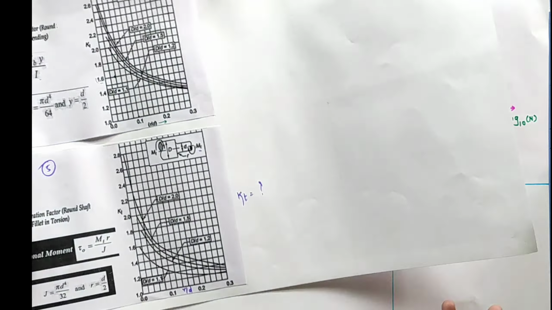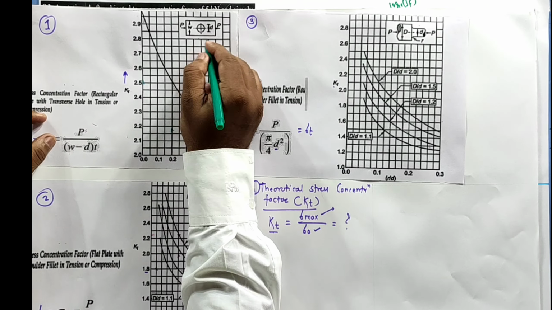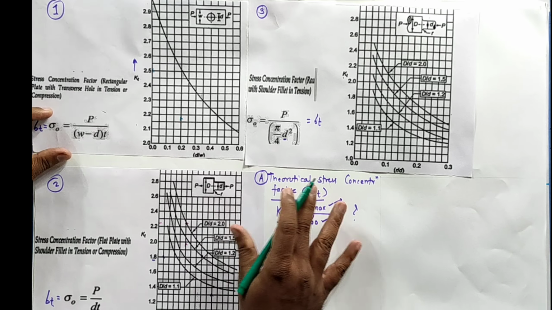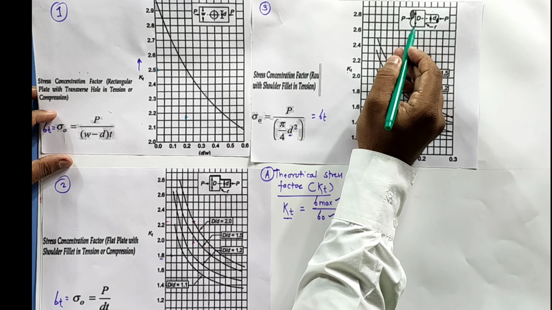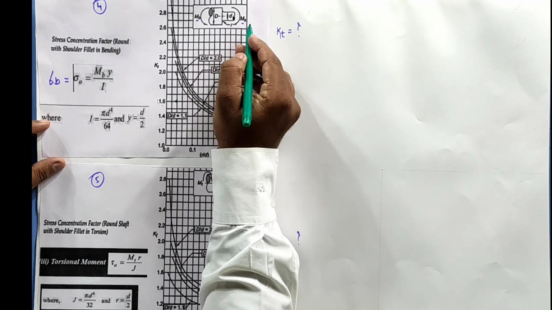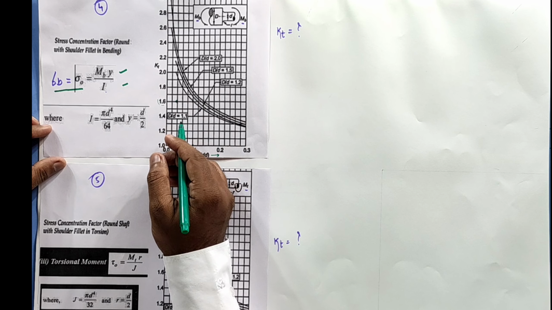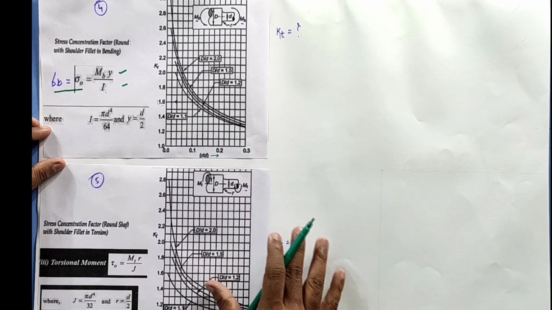So these are the graphs. What it indicates? The first one is a rectangular plate, this is not suitable. Round shaft, not suitable because bending is there in the structure. In our case, bending is there. So therefore, I can say round shaft with bending, that is sigma b is equal to M by I, through which I can find out the KT.